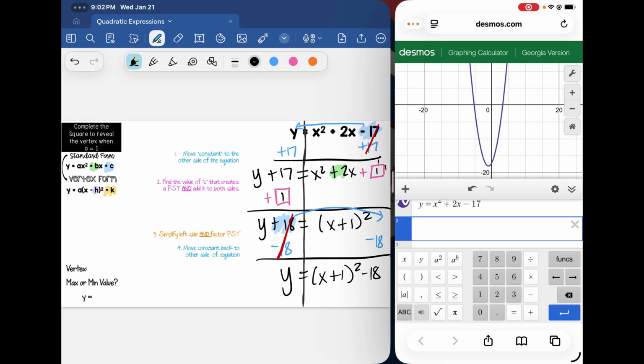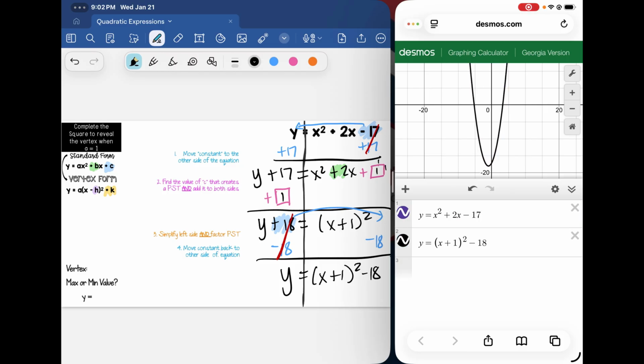So we're going to type it in Desmos to make sure that we are correct and that they are equivalent. Because if they don't match, that means it's wrong and it's not equivalent. Well, they're right. Now we need to find the vertex. I can find the vertex by using my Desmos or using my equation. My vertex is my h and k value.